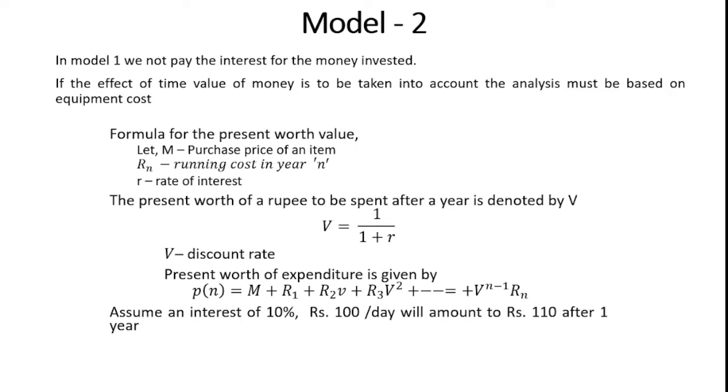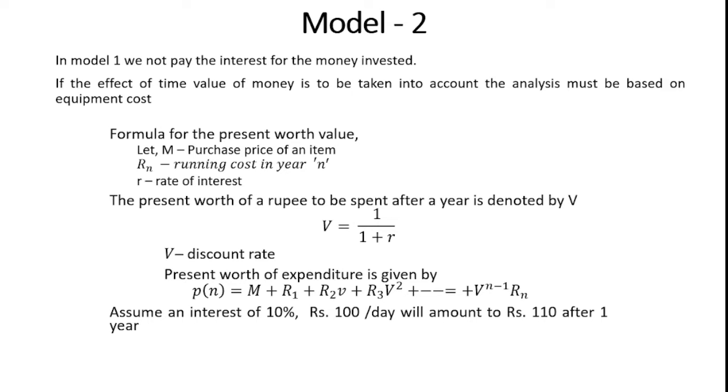For identifying the present worth value, the following formula is utilized. The present worth of a rupee to be spent after a year is denoted by capital V. Capital V is equal to 1 divided by 1 plus R. From this, we can estimate the present worth of expenditure, which is P of n equal to M plus R1 plus R2 into V plus R3 V square plus up to V power n minus 1 into Rn. Likewise, we may utilize the formula for identifying the present worth of expenditure.